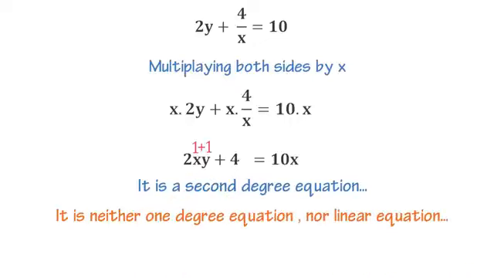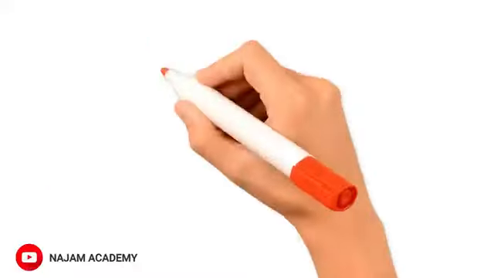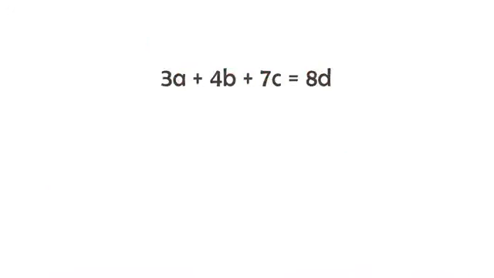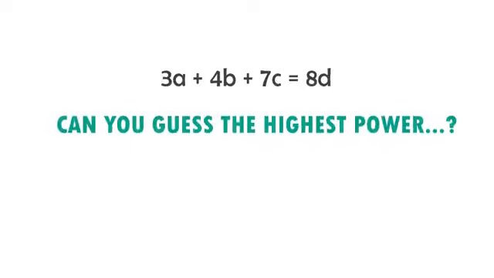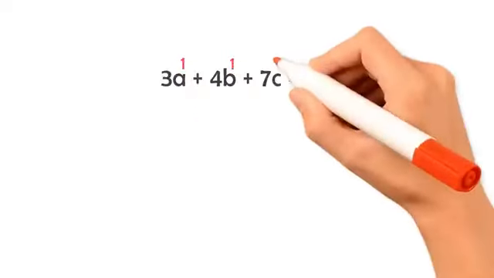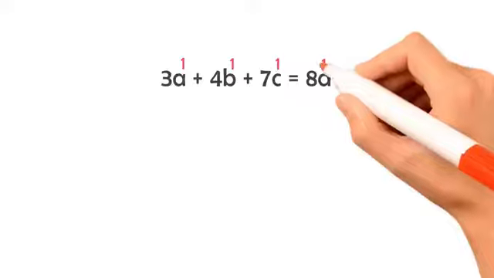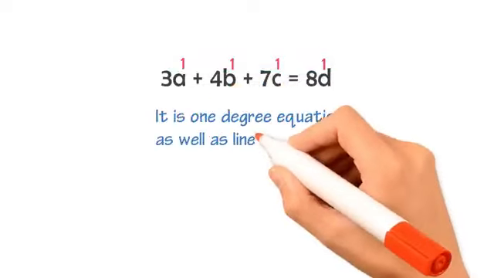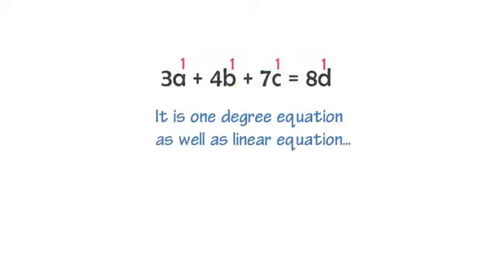Now let me give you one last example. 3a plus 4b plus 7c is equal to 8d. Can you guess its highest power? I hope so. There are four terms in this equation. The power of a is 1. The power of b is 1. The power of c is 1. And the power of d is also 1. Hence the highest degree of this equation is 1. Thus it is one degree equation as well as linear equation.